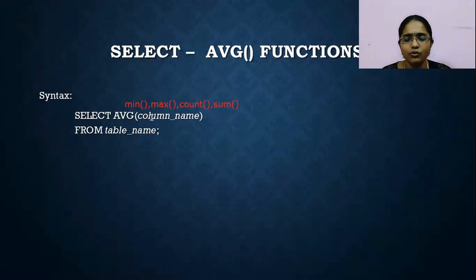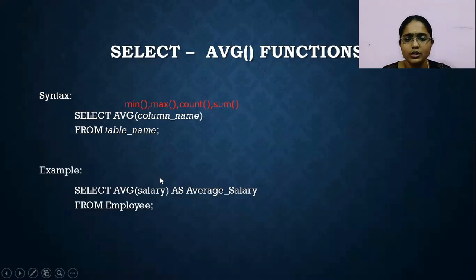Select average of column from table name. So you can find the average just by specifying select average of salary from employee. Here, if you want to customize it, you can use select average of salary as average salary from employee. So under this column, average salary is going to be displayed. This is a user defined name. It can be any name.